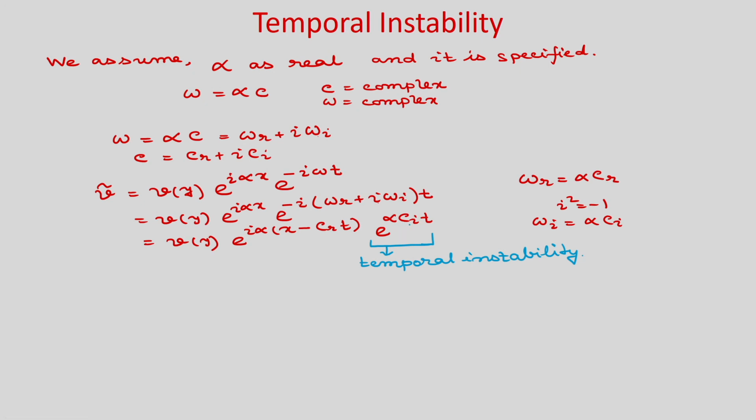So, which one will determine here? c i will determine, right. If c i is greater than 0, from here you can see that omega i will be greater than 0, that means you will have growth in time, right. So, this term gives growth in time, so we will get temporal instability.